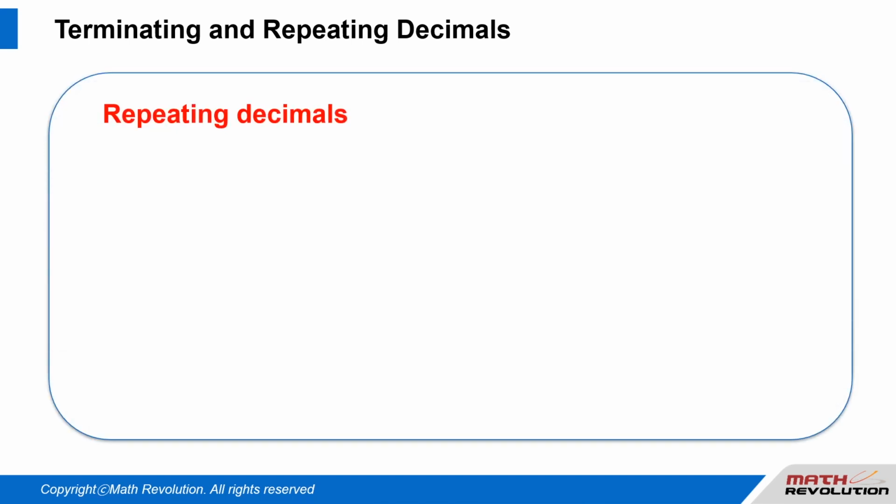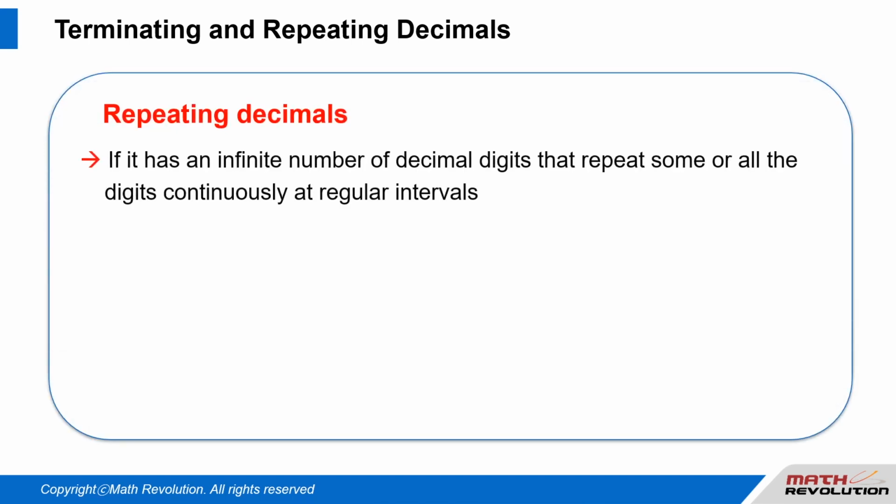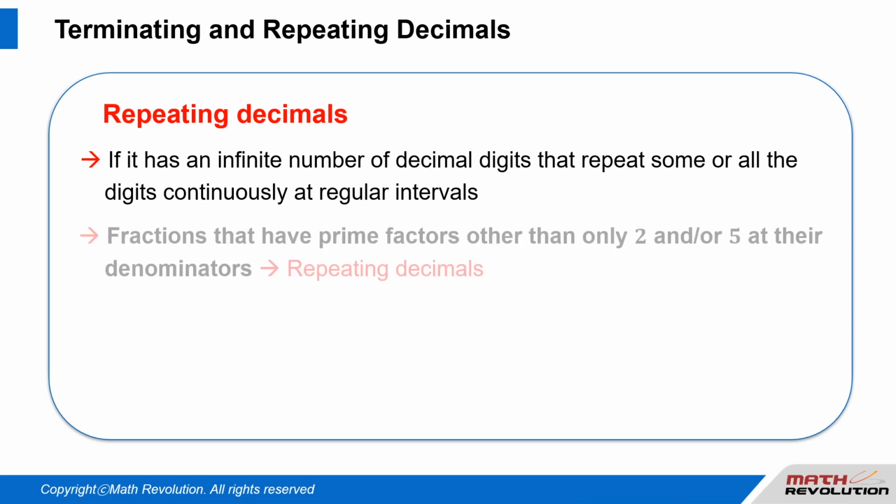Let's talk about repeating decimals. A decimal is said to be repeating if it has an infinite number of decimal digits that repeat some or all the digits continuously at regular intervals. Fractions that have prime factors other than only 2 and/or 5 at their denominators will result in repeating decimals.